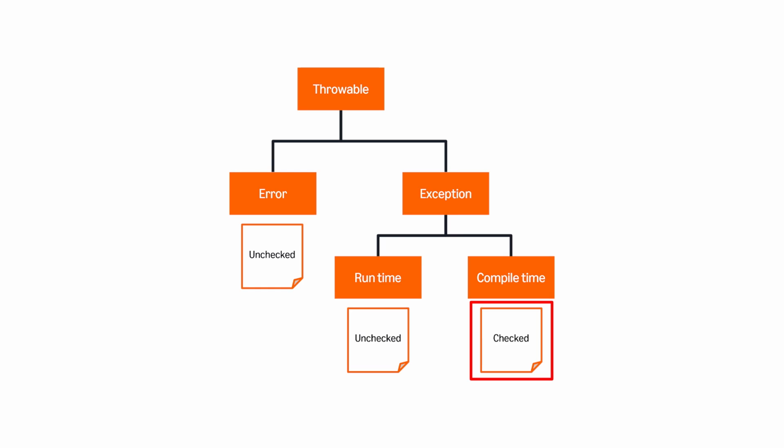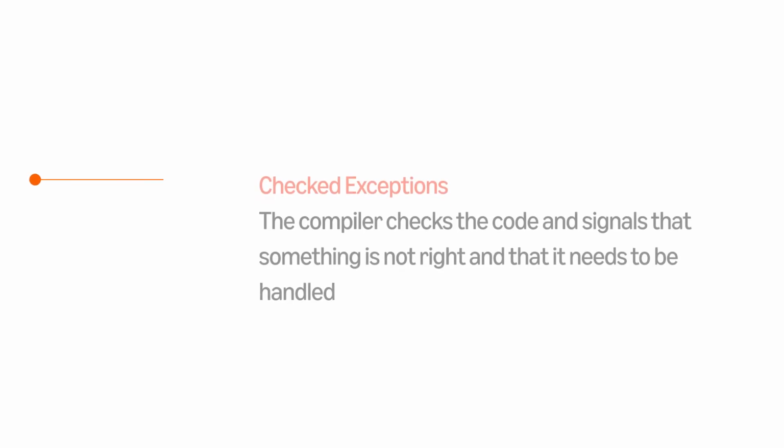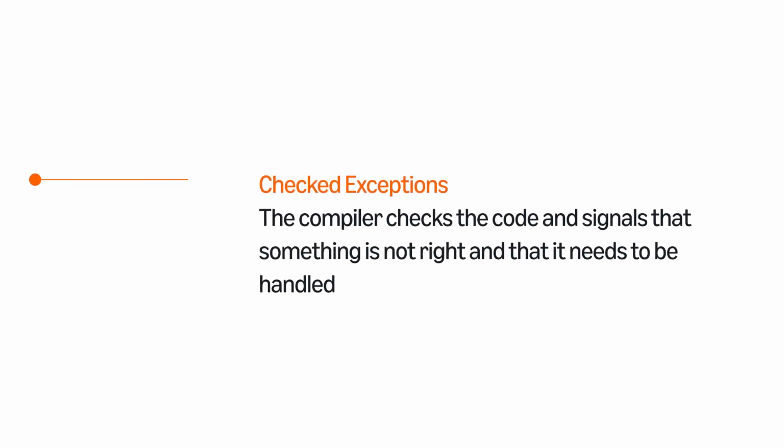Exceptions that occur at compile time are known as checked exceptions. Exceptions that occur at runtime are known as unchecked exceptions. There's a specific reason for naming them in this way. In the case of checked exceptions, the compiler checks the code and signals that something is not right and that it needs to be handled. This means these types of exceptions are checked at compile time.